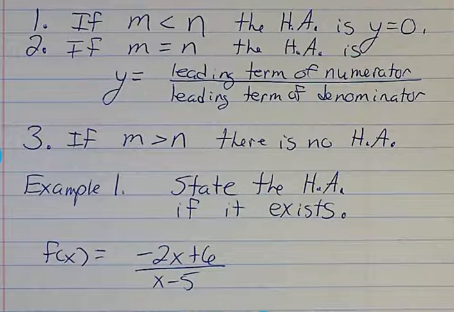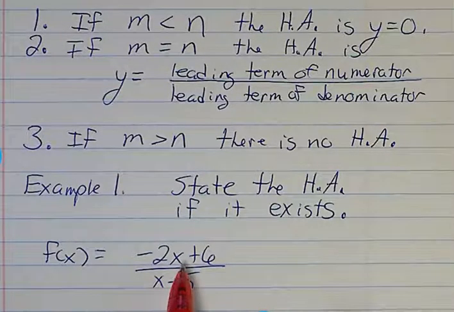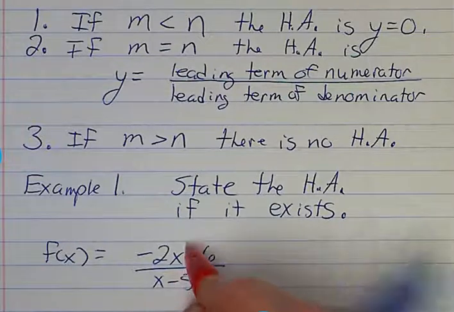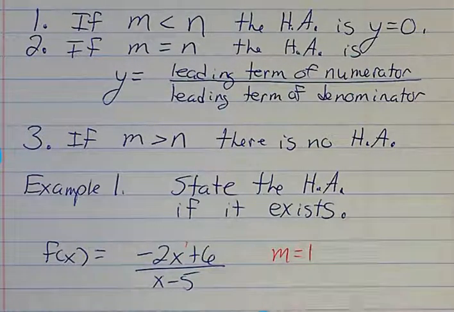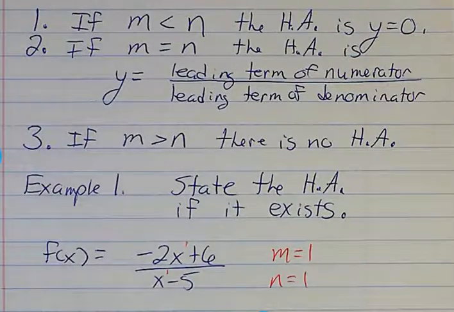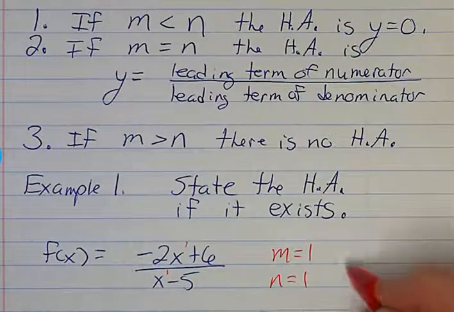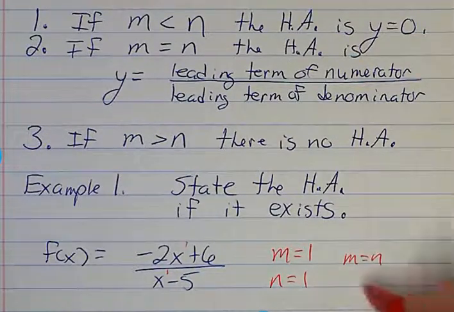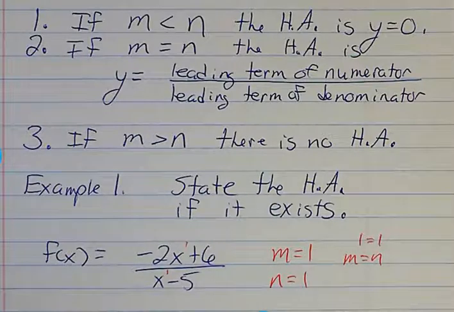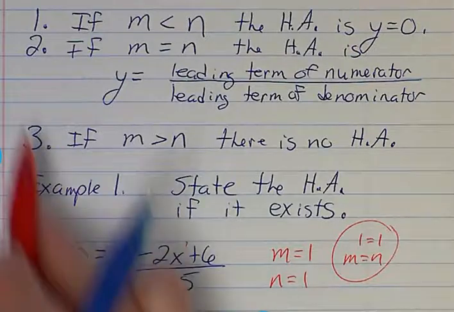All right, now here's one where, again, try not to make the easy stuff hard. What is your highest power term in the numerator? Just x, right? Technically x is x to the first, so your m value would be 1. Denominator, same thing, right? That's technically a 1, so the n value would also be 1. And if you compare those two numbers, they are equal, right? Because 1 equals 1.